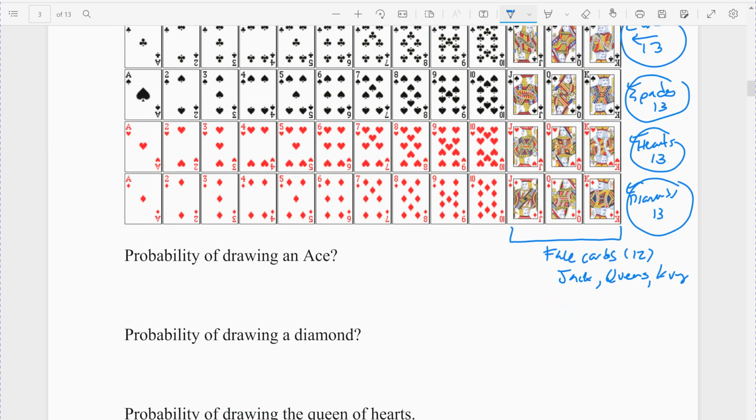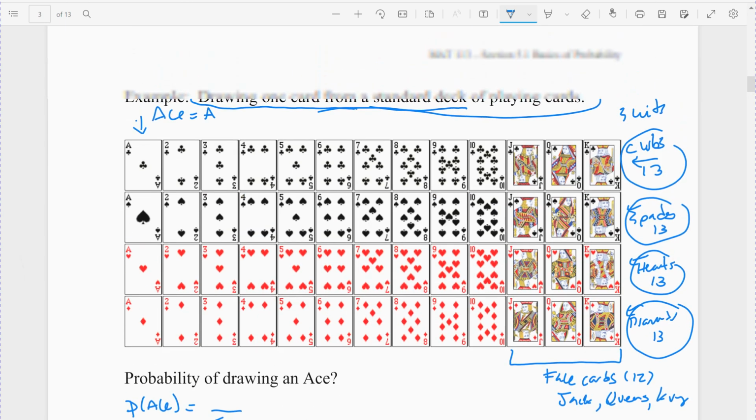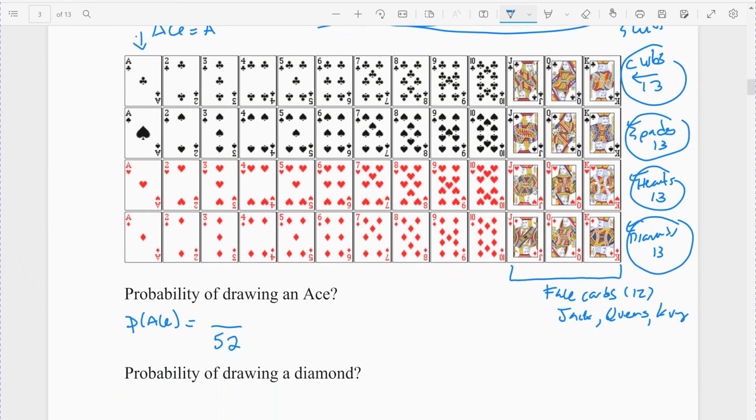Alright, so probability of drawing an ace. Well, probability that you get an ace is the number of favorable outcomes out of the total, where there are 52 total outcomes, right? There are 52 cards in a deck. The probability of getting an ace, well, there are 4 aces. You can get 1 from each suit. So there's a 4 out of 52 chance.